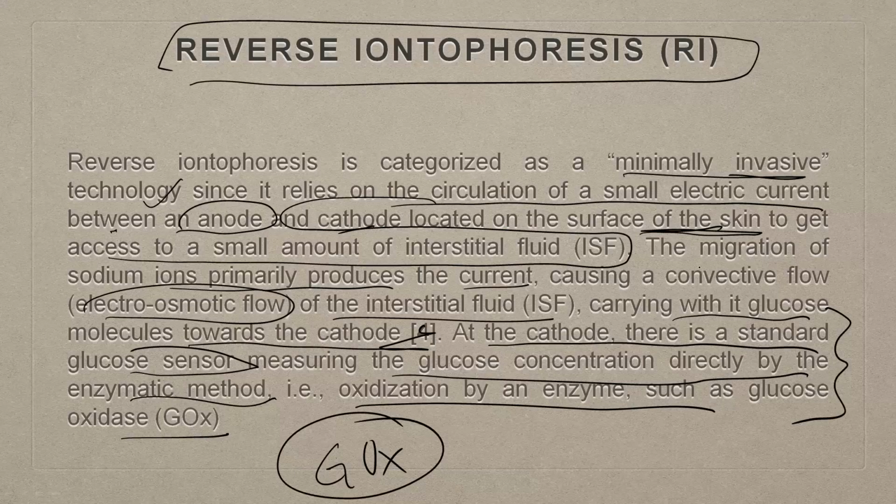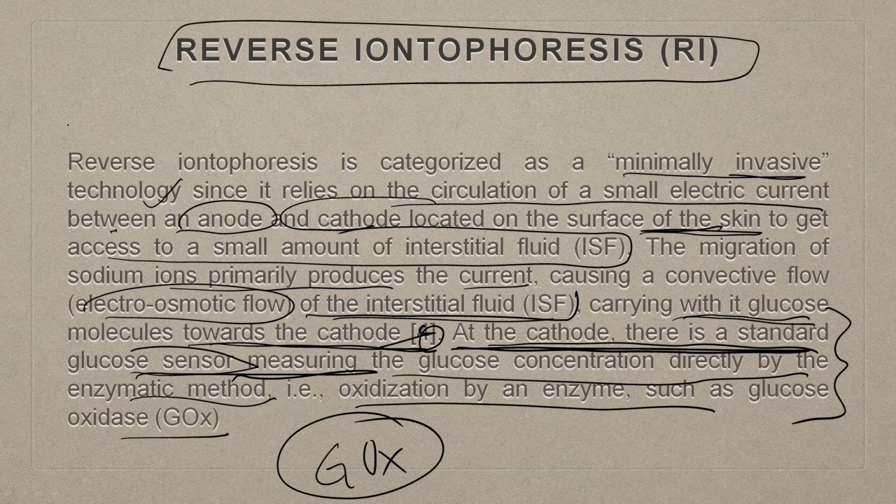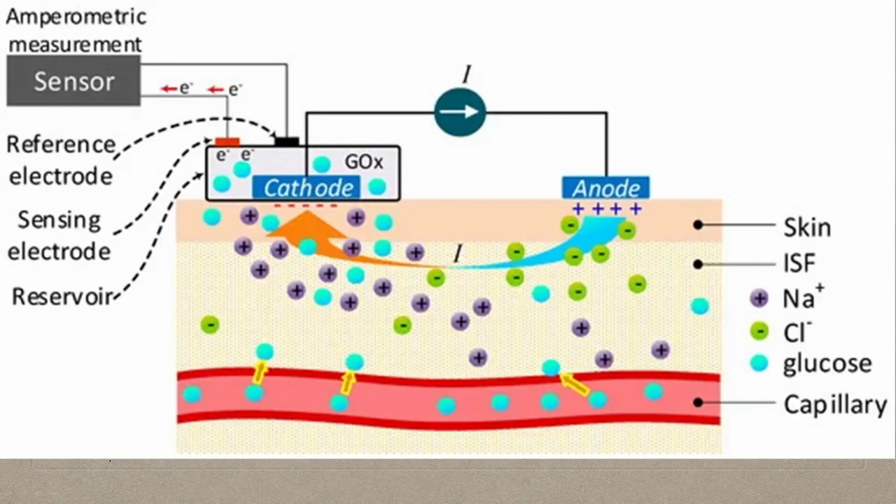So again, if you go through it, the migration of sodium ions primarily produces the current causing the convective flow or electroosmotic flow in the interstitial fluid, carrying with it glucose molecules towards the cathode. At the cathode, there is a standard glucose sensor. So this is the whole principle of reverse iontophoresis.